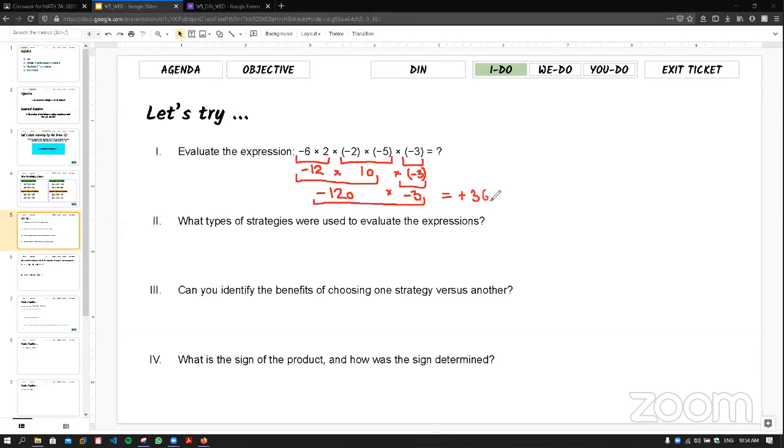360. Okay, so there are two ways you can do this kind of problem. One is, thank you so much, by the way. I saw in the chat box somebody responded. Thank you. So there are two ways.